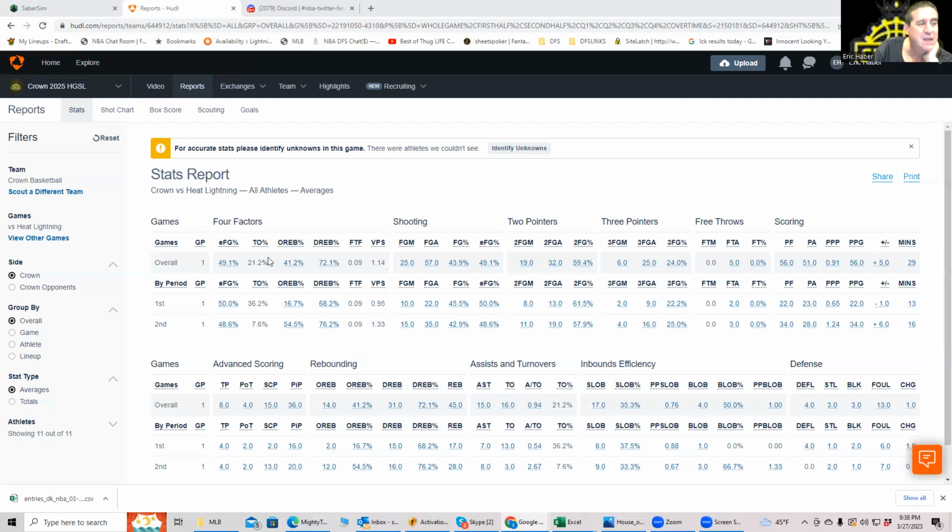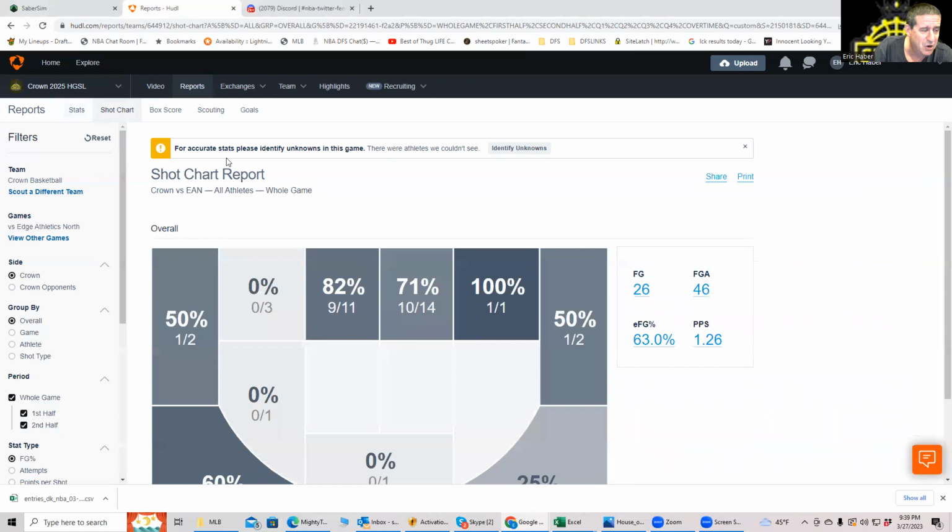But we start right from the beginning with the Heat Lightning game, and we're right below where we need to be, which is 49%, which is really not that bad considering that Heat Lightning is a pretty good team. Turnover rate 21.2%. We want to keep that again below 20. Offensive rebound percentage is extremely strong at 41%. That's actually a really, really good sign. So now we're going to look at the shot chart to see what it is that usually contributes to good effective field goal percentage and what we need to accomplish.